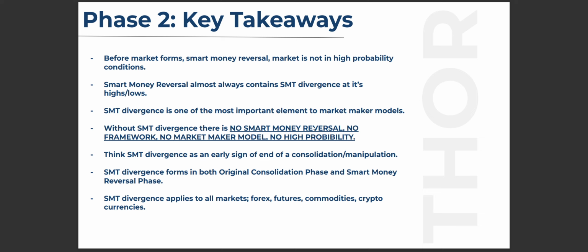Without SMT divergence, there's no smart money reversal, no framework, no market maker model, no high probability conditions. Think of SMT divergence as an early sign of the end of a consolidation or a manipulation. SMT divergence forms in both the original consolidation phase and the smart money reversal phase, because essentially they're both consolidating price action. The divergence applies to all markets.